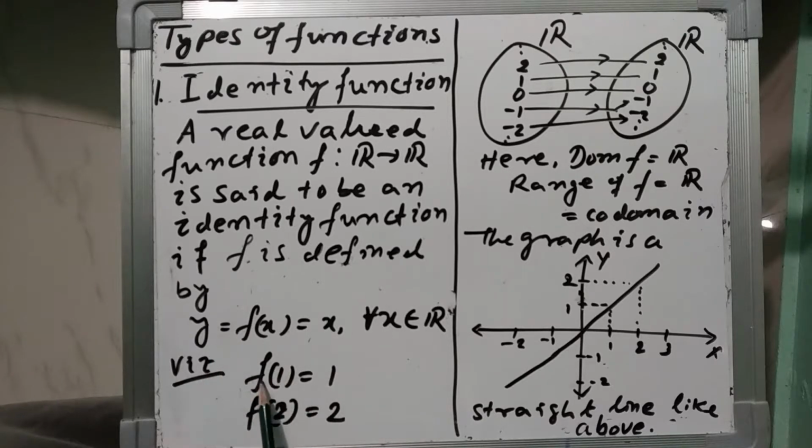For example, f of 1 equal to 1. If we put x equal to 1, our image will be 1. F of 1 equal to 1. F of 2 equal to 2, and so on.